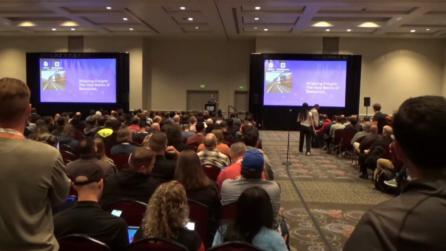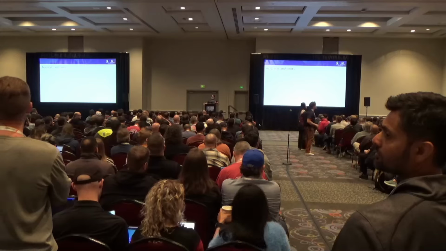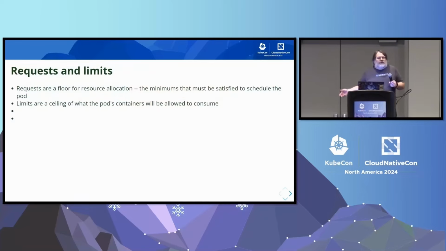So the very basics of resources, if you've been working with Kubernetes for any length of time at all, you know that requests are a floor for resource allocation. That is the minimum amount of whatever resource it is that those containers in that pod need before that pod will get scheduled on a node. If there isn't enough on that node, it won't get scheduled there. The limits are the opposite, they're the ceiling. If a container exceeds a limit, then it gets terminated. There's actually a little asterisk on that, which we'll kind of go into later.